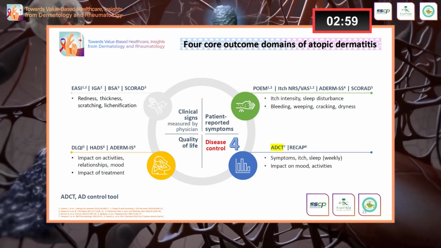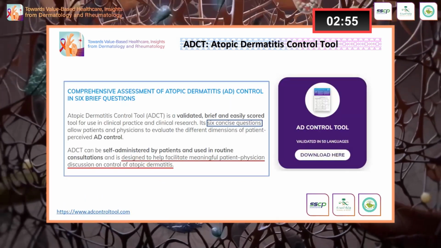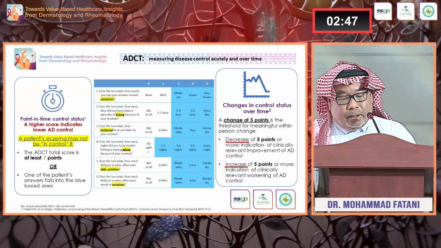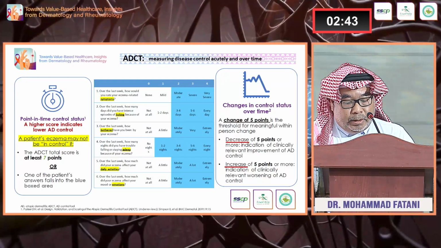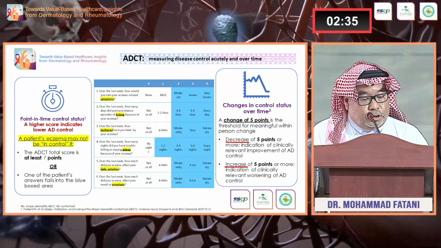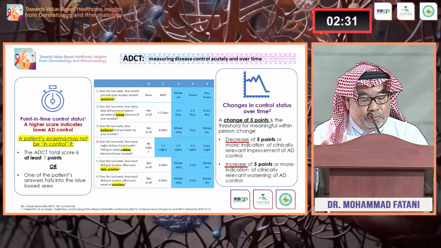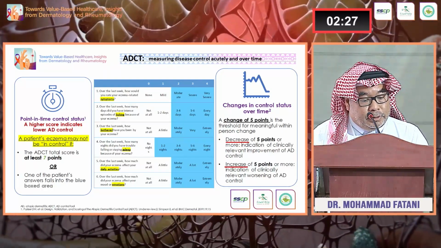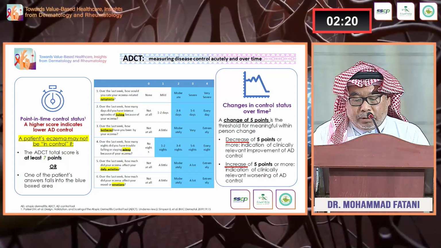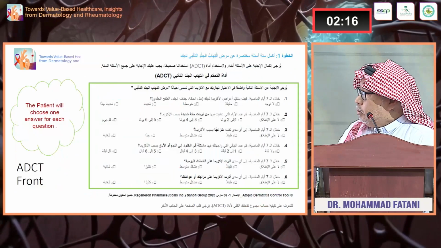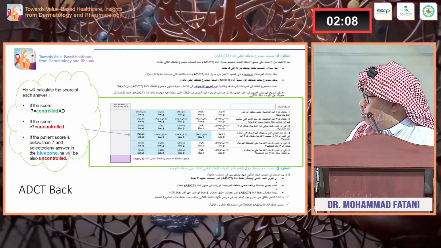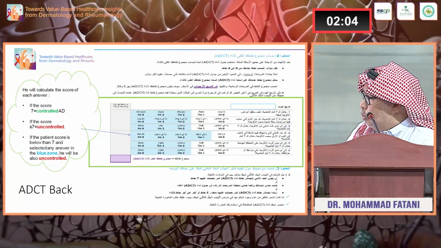The last one is disease control. We use the Atopic Dermatitis Control Tool. It is simple and self-administered. We give it to our patient. It consists of 6 questions covering symptoms, daily activity, emotions, and itching. A change in the control status of 5 points is very important. If it decreases by 5 points, this means that the disease is controlled. If it increases by 5 points, this means that the disease is worsening. So what's our target? Our target is an ADCT total score less than 7. This is the questionnaire. As I mentioned, a score below 7 means controlled atopic dermatitis, and more than 7 is considered uncontrolled atopic dermatitis.